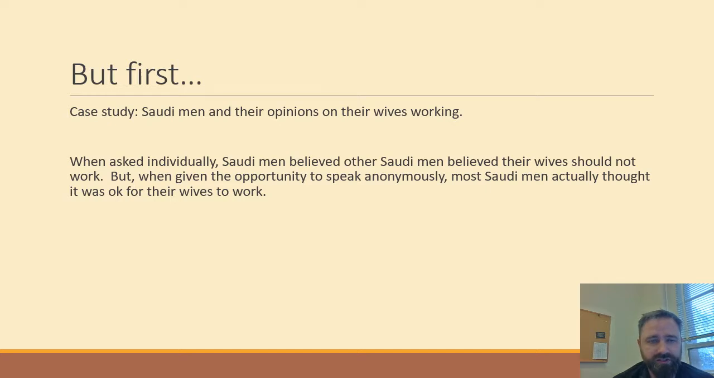So you had some researchers talking to Saudi men about their opinions on whether their wives should be working. When they asked these men individually, the men believed that other Saudi men believed their wives should not work. But when they were given the opportunity to speak anonymously, most Saudi men actually thought it was okay for their wives to work. So this is really crazy, right? Internally, they had this belief that it was okay for their wives to work, but they believed that other people didn't think so. But those other people actually secretly believed that it was okay for their wives to work.